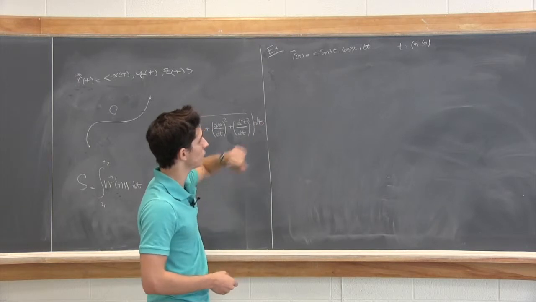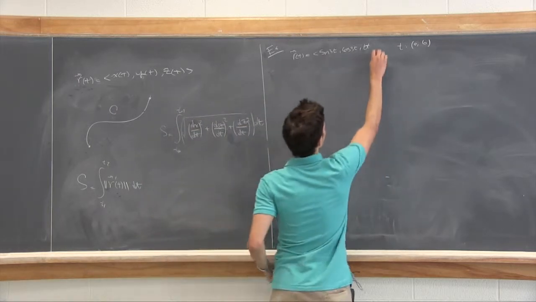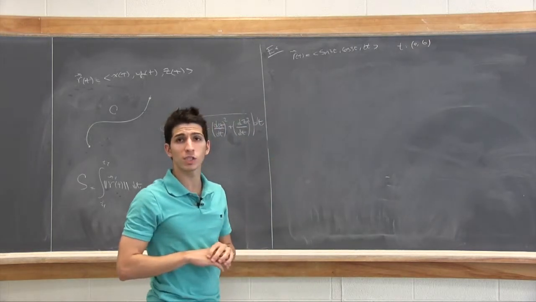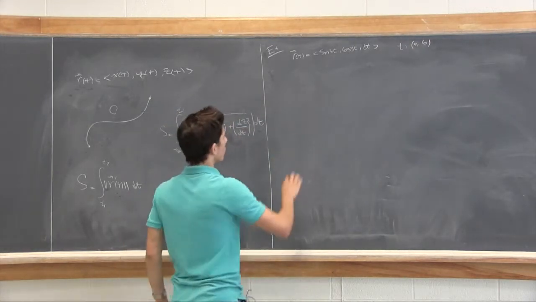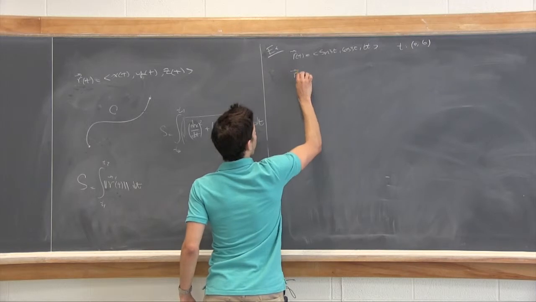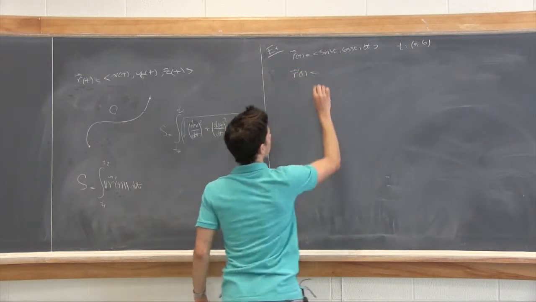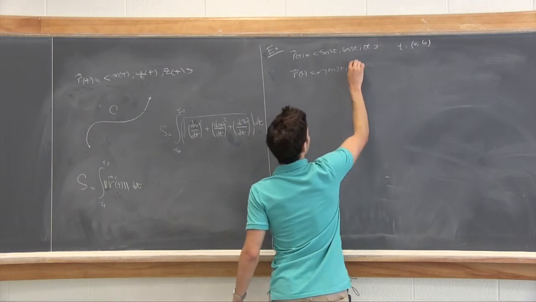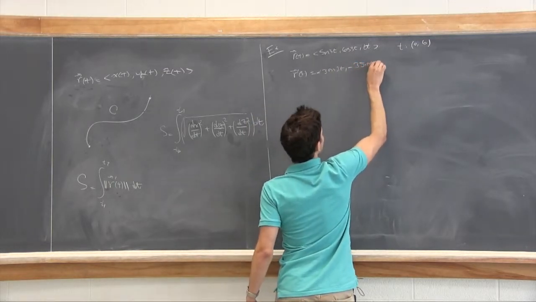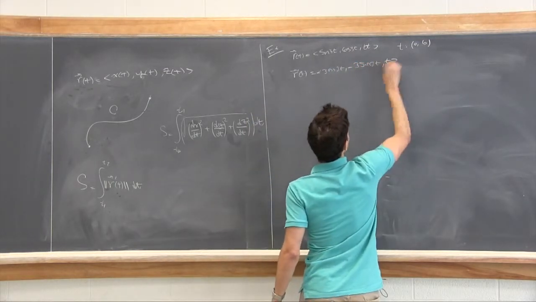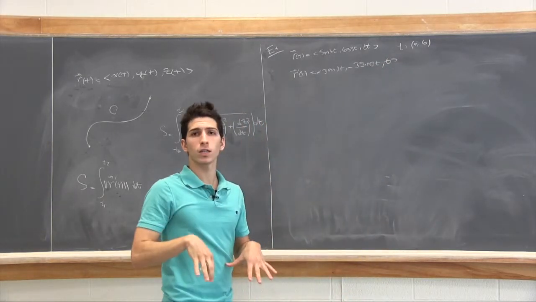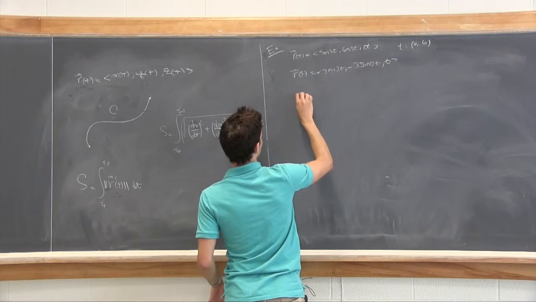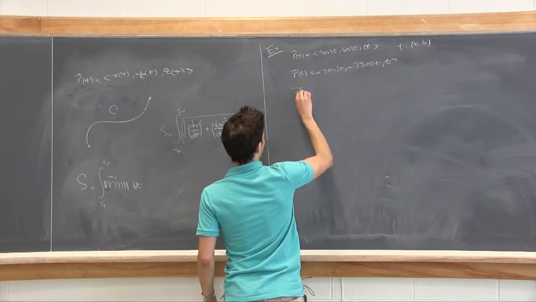So we've got r of t is sine 3t, cosine 3t, and 6t. We're going from t equals 0 to 6, okay? So the first thing I'm going to do is find my r prime. Well, that's just going to be 3 cosine 3t, minus 3 sine 3t, and 6. Okay? Then I'm going to find the magnitude of my velocity vector, or the derivative of my position vector. So this guy.